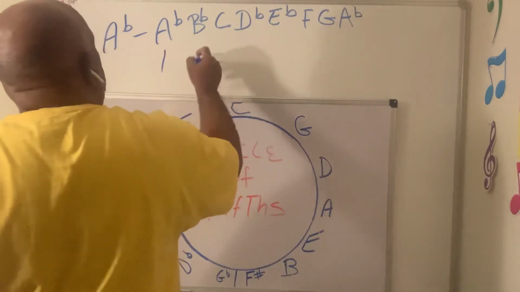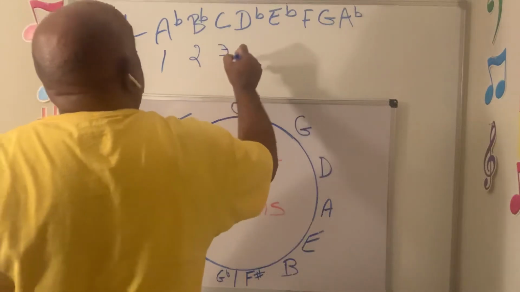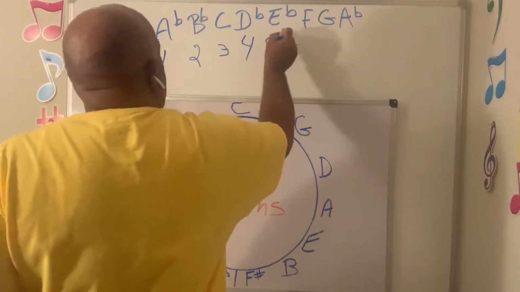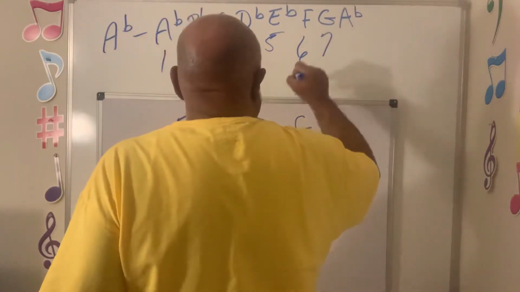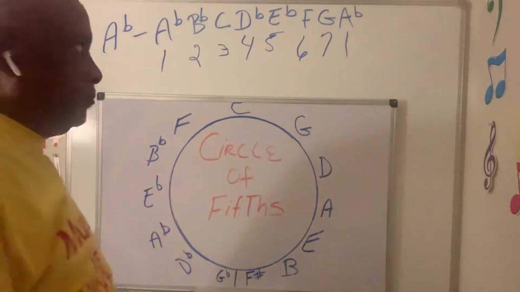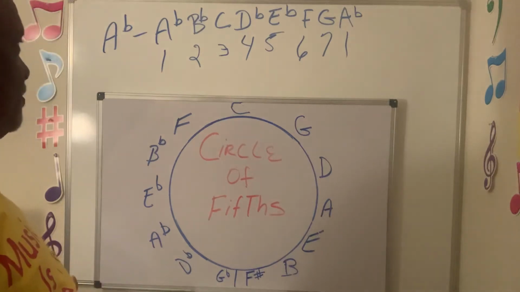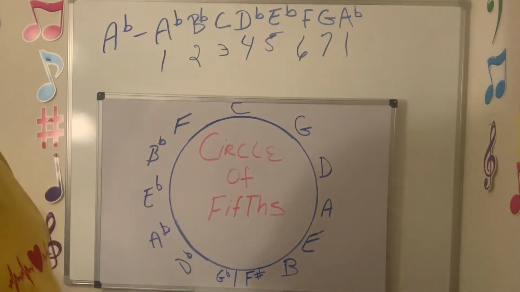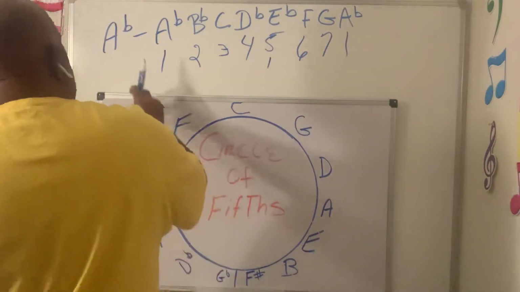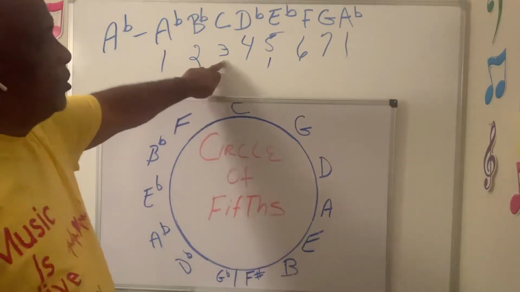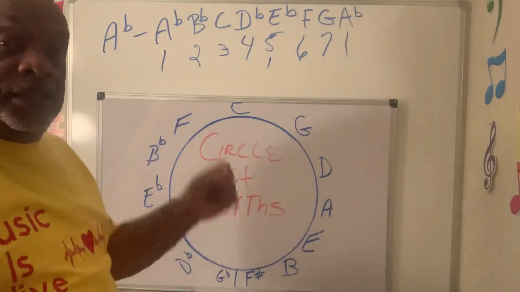A flat is the 1, B flat is the 2, C is the 3, D flat is the 4, E flat is the 5, F is the 6, G, not G flat, but G is the 7, and then back to the 1, which is what? A flat. So now let's determine what is the 5 of the key of A flat. The 5 of the key of A flat is E flat. A flat is the 1, B flat is the 2, C is the 3, D flat is the 4, and the 5 is E flat.